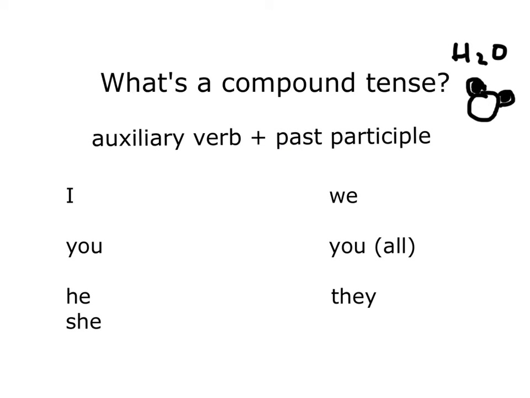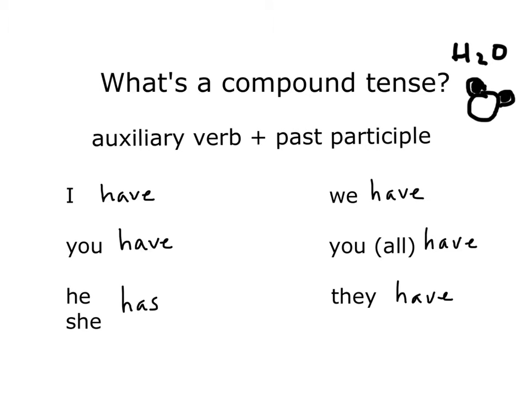Let's take a look at how we do them in English. First, you need an auxiliary verb. In English, it's the verb to have. So we conjugate it in the present tense, and this is what it looks like. I have, you have, he has, she has, we have, y'all have, and they have. But we're not done yet because it's a compound tense. This is just part one, the auxiliary verb.